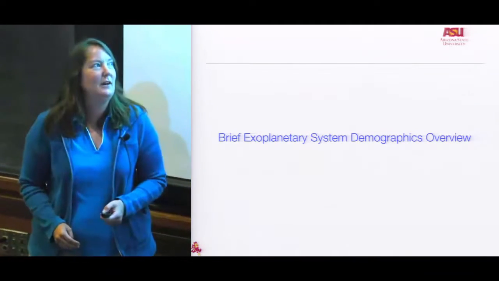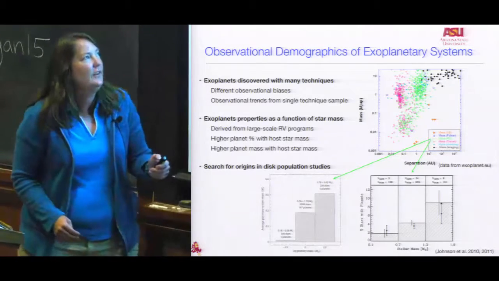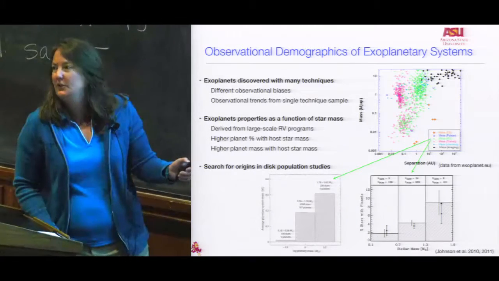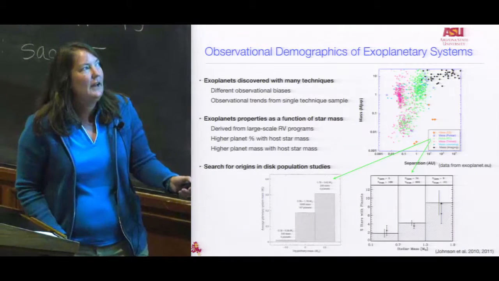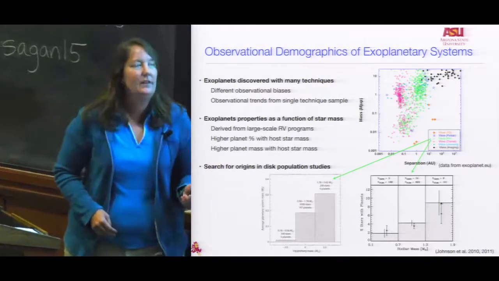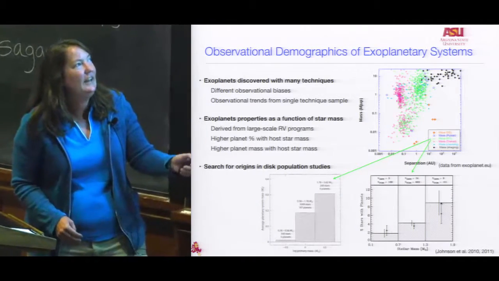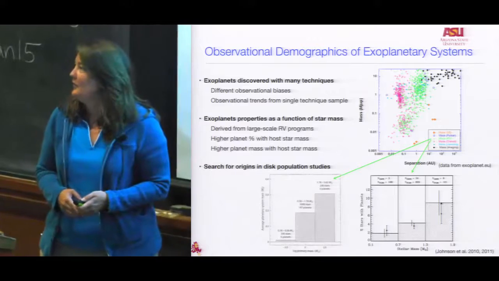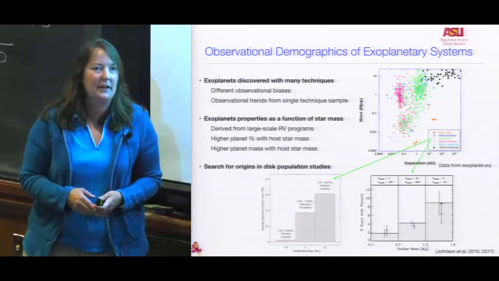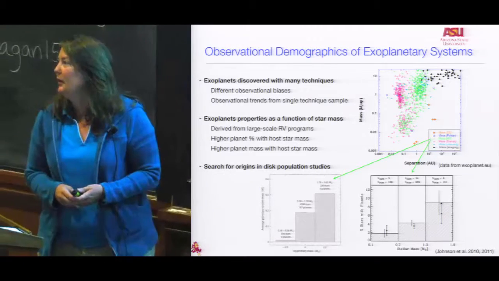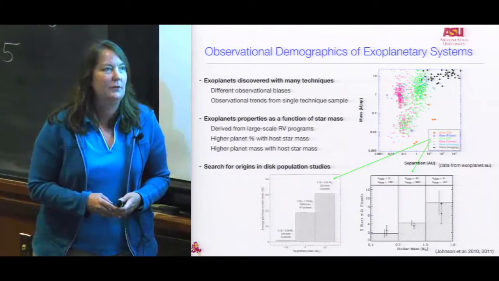Okay, so we'll just start off with a brief overview of some of the demographics of exoplanets that might link back to disk properties. So we've seen earlier today this standard view of the exoplanet population shown up here in the graph on the right, where the y-axis is the mass and the x-axis is the separation. And all these different colors are indicating, as was introduced previously, that these are all different techniques that have been applied to discover exoplanets, and each of those have their own observational biases, and I think you'll be learning quite a bit more about those throughout the week.